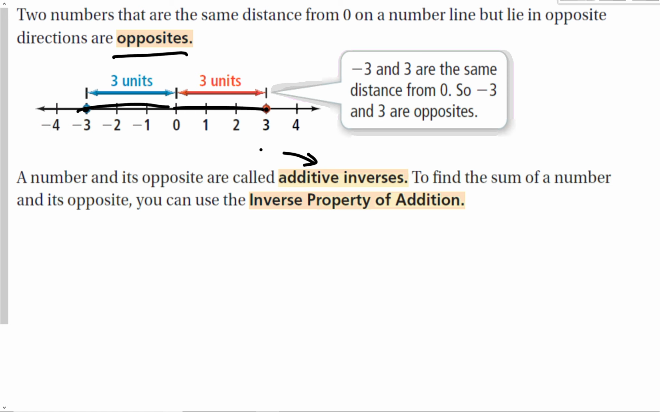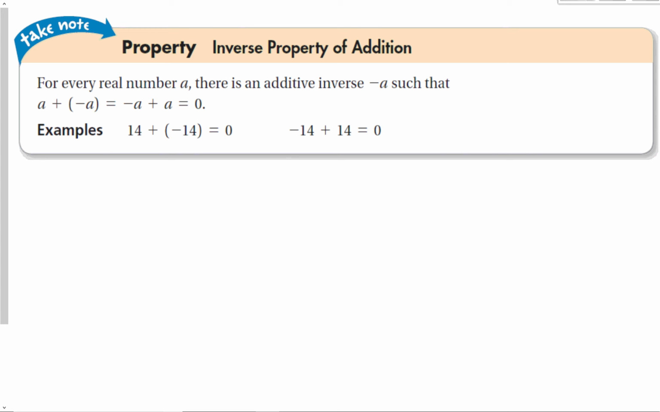So to find the sum of a number and its opposite, we can use the inverse property of addition, which says that for every real number a, there's an additive inverse, negative a, such that a plus negative a is equal to negative a plus a is equal to 0. Doesn't matter which order I do it in. There's always two opposites that if I add them together, I'm going to get 0.